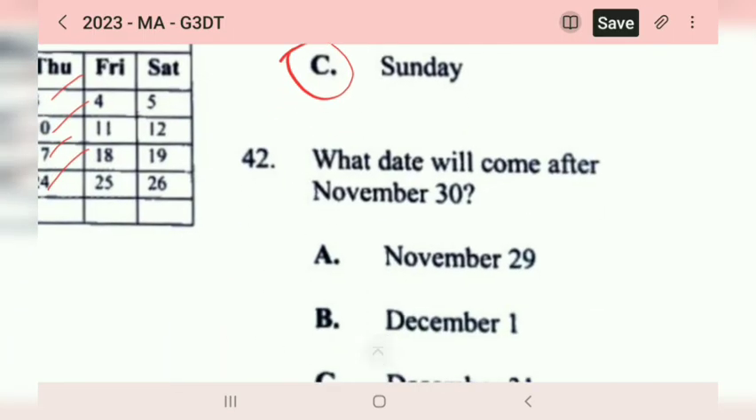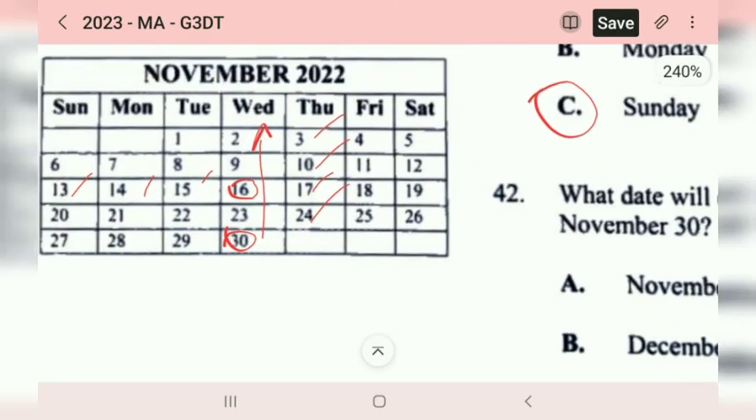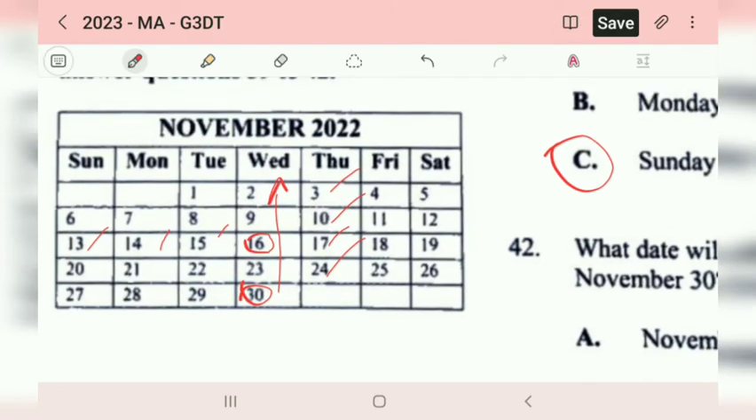42. What date will come after November 30? So when November is finished, which month comes after? So you're going to have December 1 here, December 2, December 3, and it continues. Remember, we don't skip days. As soon as one month is finished, the other month begins just the next day. So the day after November 30, because the month of December comes after November, will be December 1.